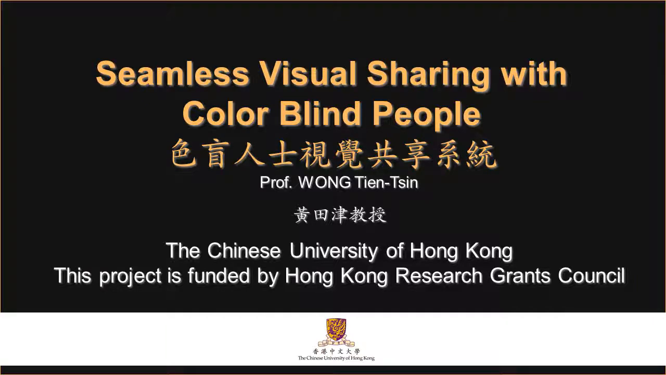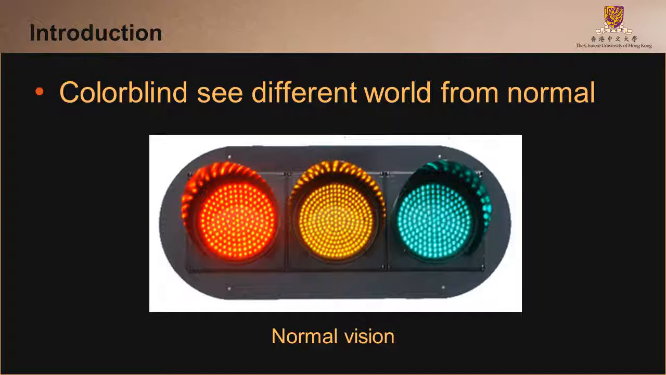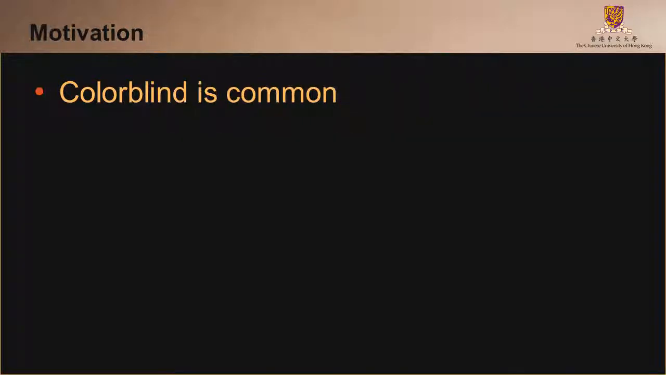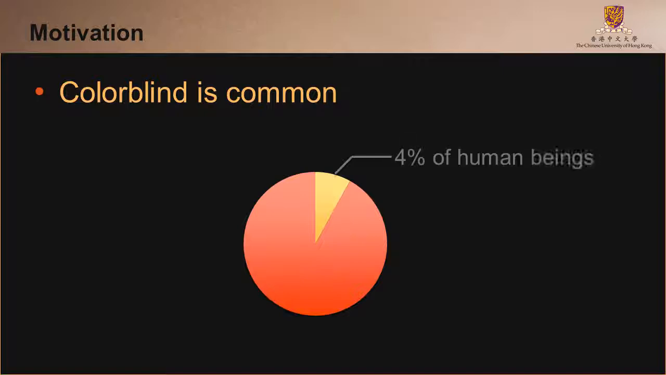Today we are going to introduce the seamless visual sharing system with colorblind people. Color is a fundamental visual feature. However, there are people who cannot distinguish between certain colors. They are called colorblind people. Being colorblind is common. 4% of the world population are colorblind.